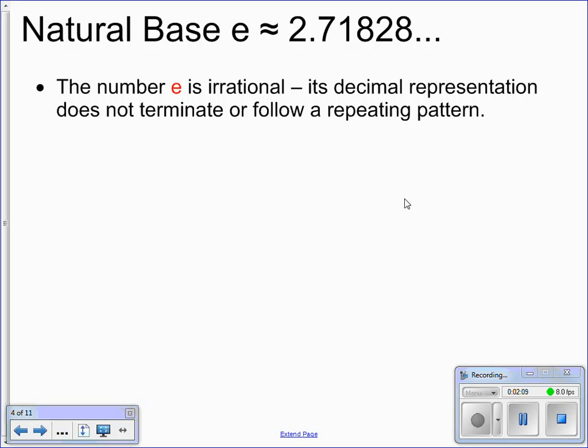The number E is irrational, meaning its decimal representation does not terminate or follow a repeating pattern.